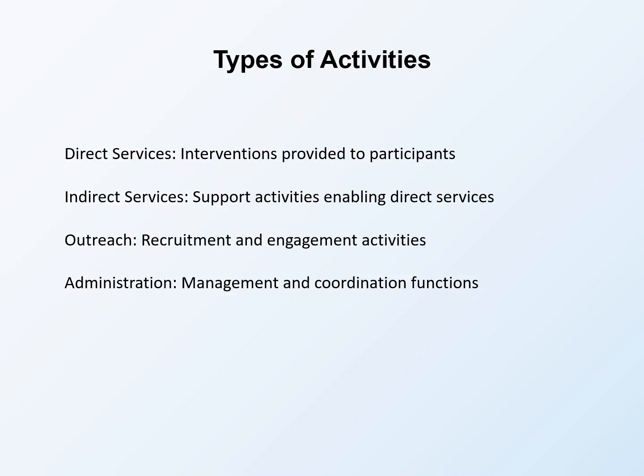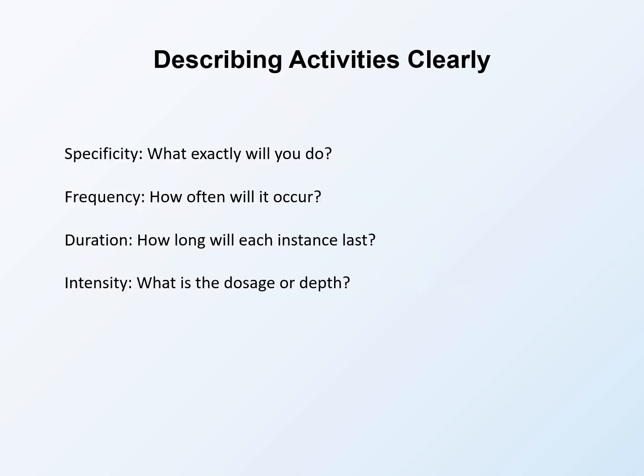Administrative activities manage and coordinate the overall program operations. Supervision, data collection and analysis, reporting, and fiscal management ensure the program operates effectively. These are necessary but should not dominate your logic model or budget. Describing activities clearly requires attention to several critical dimensions that help reviewers understand your program approach.